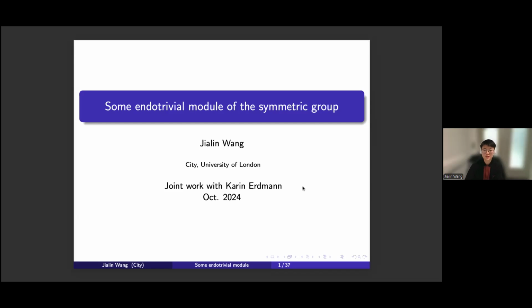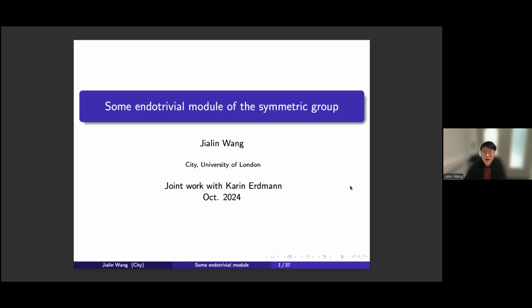I'm not sure what the audience is interested in, but today I'm going to talk about endotrivial modules for symmetric groups. My research interest lies in modular representations of group algebras, and so I will mainly work on the category of finitely generated modules for group algebras. These endotrivial modules play an important part in the modular representations of group algebras.